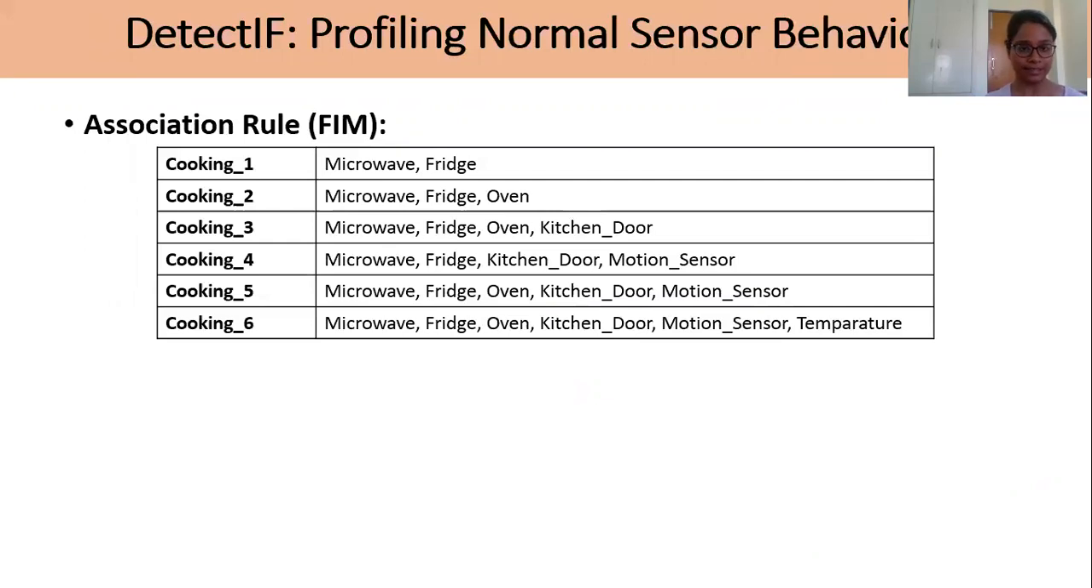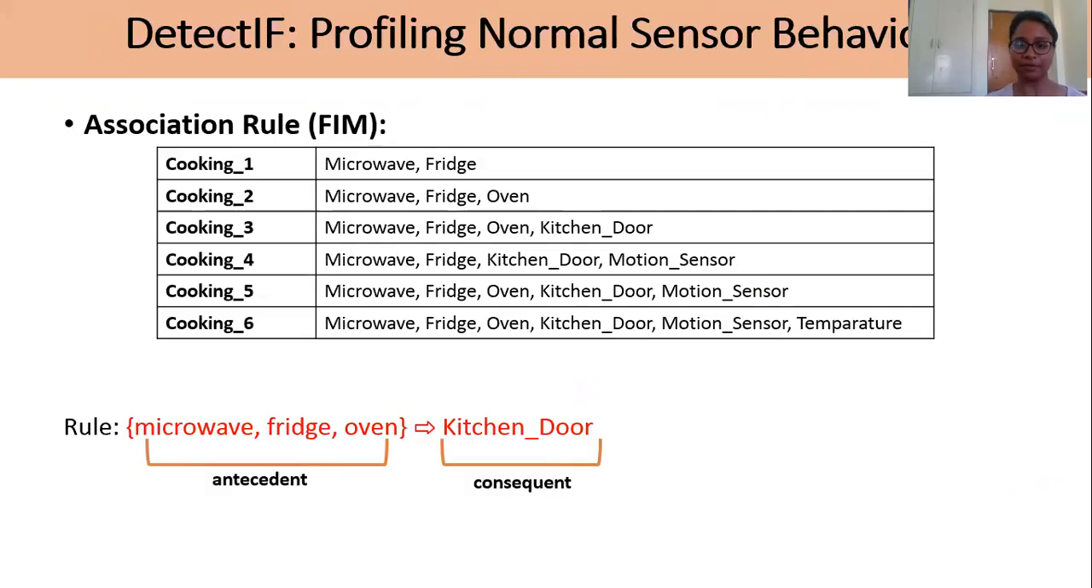As you can see here, there are 6 instances of cooking, and different sensors are getting activated in these instances. So from that, if you apply association rule, you can come up with some rules like this: that microwave, fridge and oven are causing the kitchen door to get activated. In this case, antecedents are the left hand side and the consequent is the right hand side.